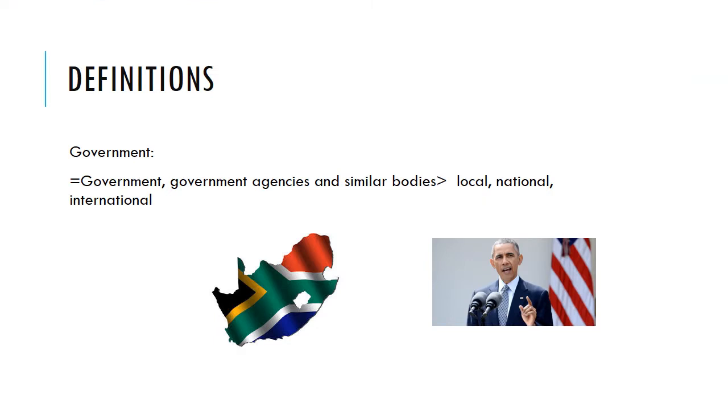So what are we looking at if we refer to the government? In terms of IAS 20, we say the government is the government agencies, as well as similar bodies. And then very importantly, it can be local, national, or an international government. So it does not need to be your own government from which you receive this grant.